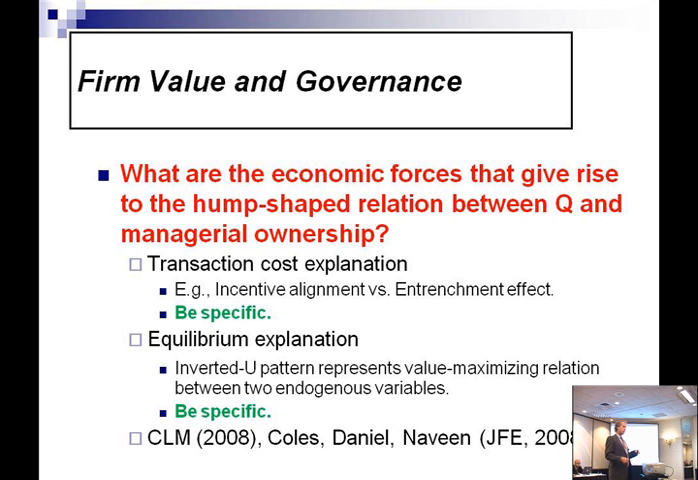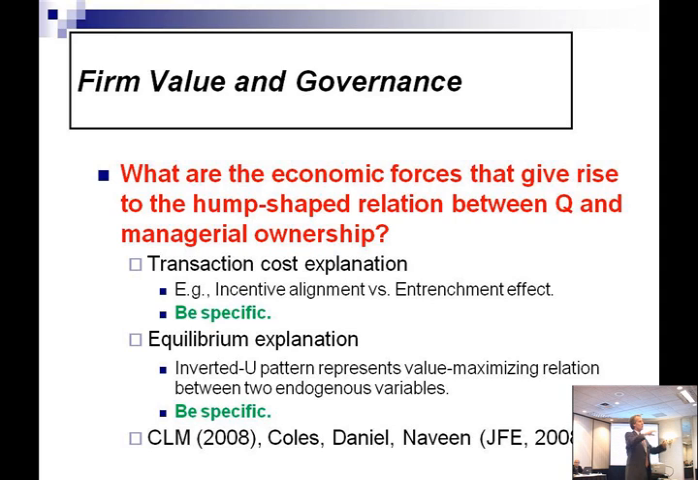Okay, so summing this up, when I'm worrying about things, what are the economic forces that drive the connection between Q and effective managerial ownership? You might have a transaction cost explanation, in which case, and this is advice, be specific.